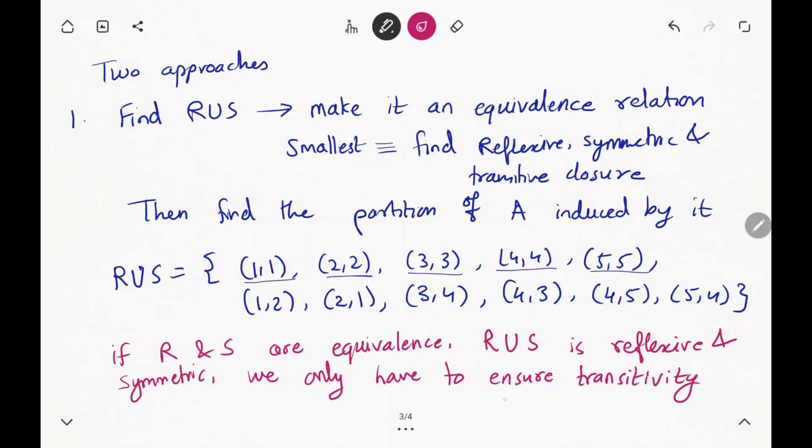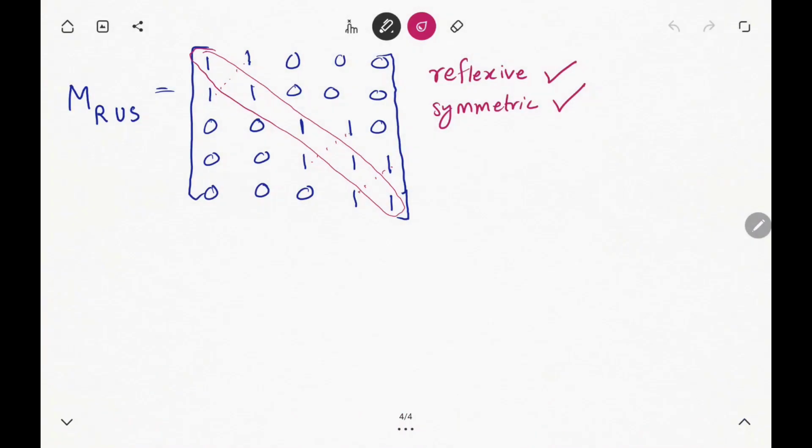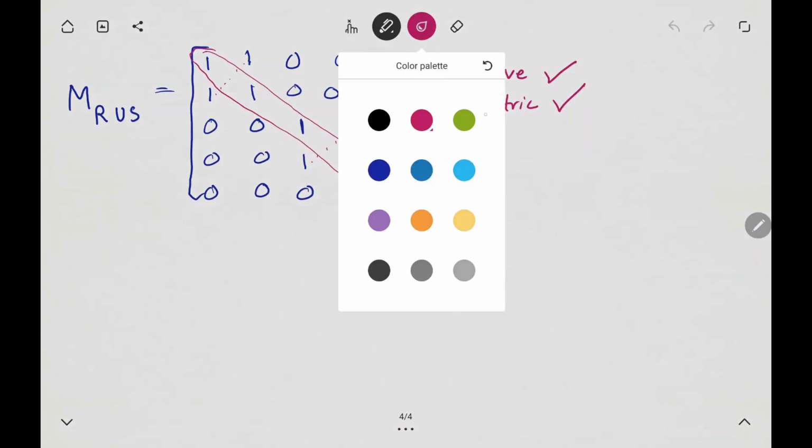So reflexivity and symmetry is not what we have to worry about. We have to worry about the transitivity. So how to make it transitive? Okay, we can check whether it is transitive or not, but let's not waste time in that.